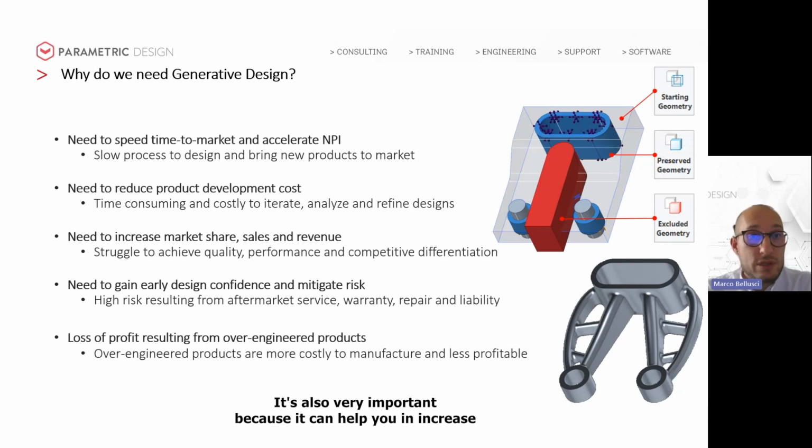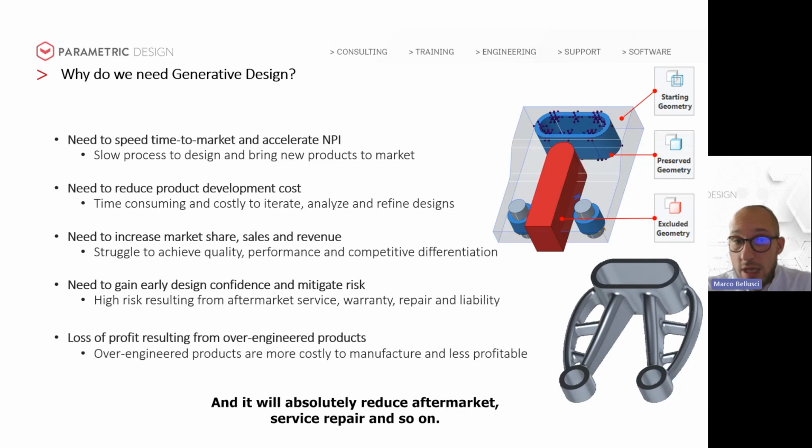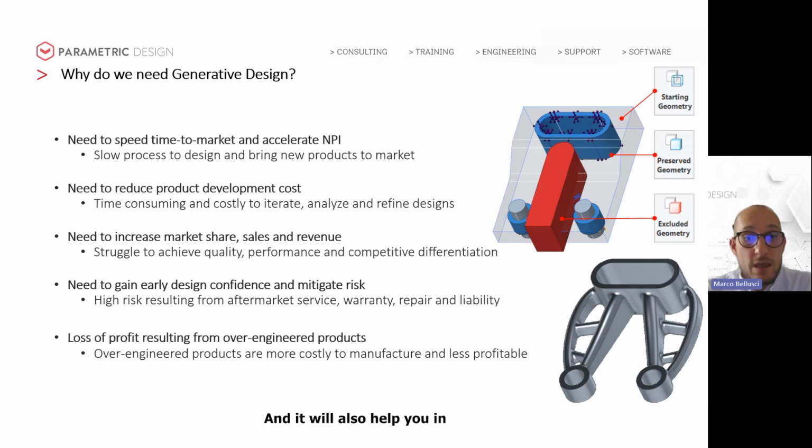It's also very important because it can help you increase your design confidence and mitigate risk in the early stages of your project. And it will help you reduce aftermarket service, repair, liability, and so on. And it also helps you avoid losing profit resulting from over-engineered products.